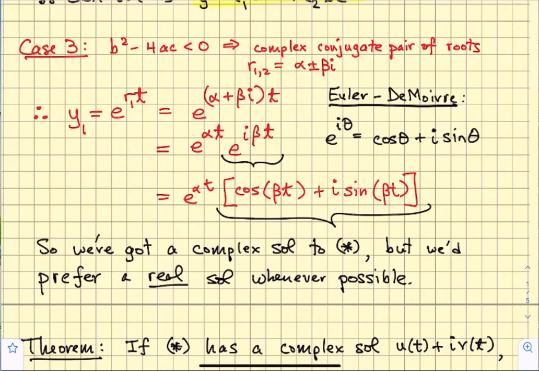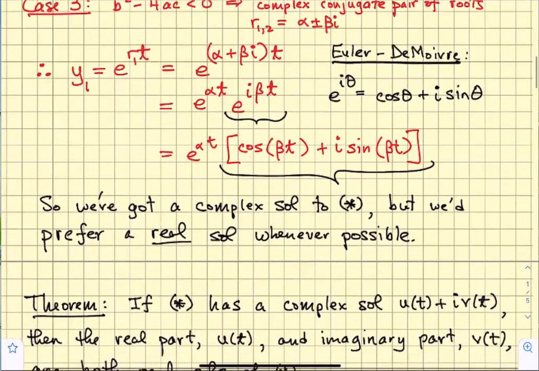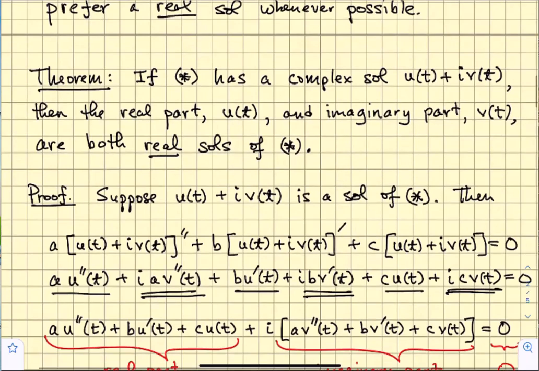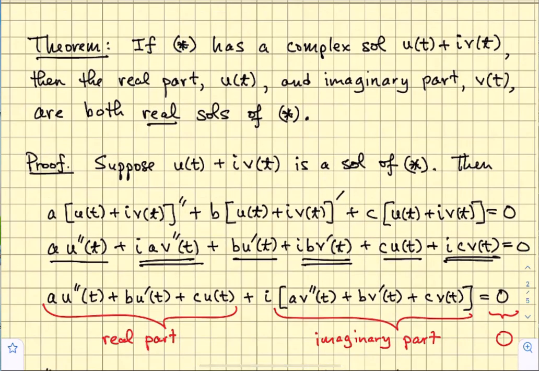We'd prefer to get a real solution whenever possible, although there's nothing wrong with this. And so to that end, I want to show you this theorem. This theorem says if you're looking at our differential equation and if it has a complex solution, we'll say u of t plus i times v of t, then the real part of the solution and the imaginary part of the solution, notice the imaginary part does not include the i, it's just the v of t, then each of those individually will be real solutions to our differential equation.